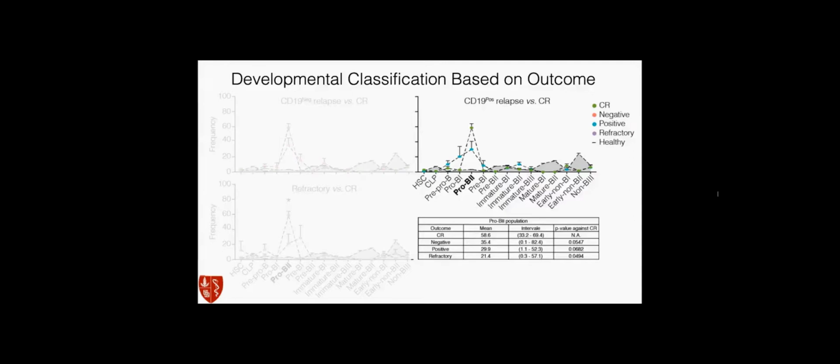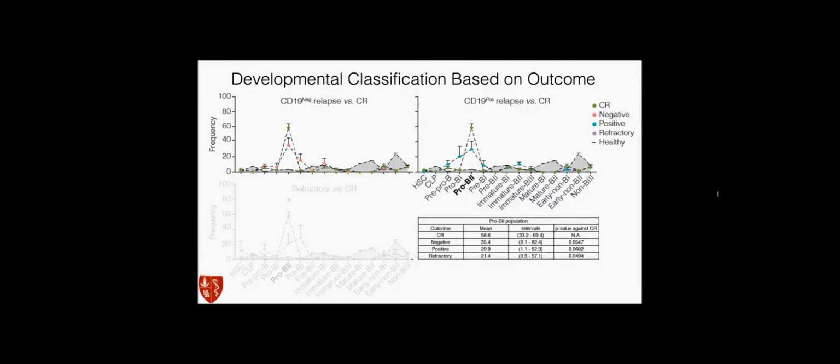But then when we did our developmental classification in these different groups, we found that the patients who went on to a complete remission tended to have a very typical expansion in what we call pro-B2 cells compared to the other groups. And here I'm highlighting patients who went on to complete remission versus those that had a 19 positive relapse.